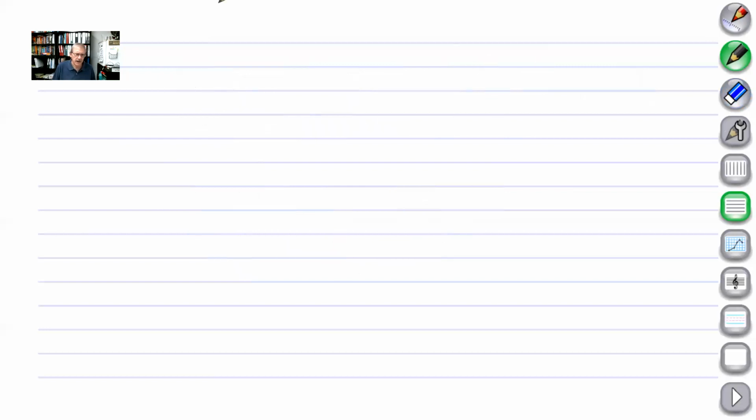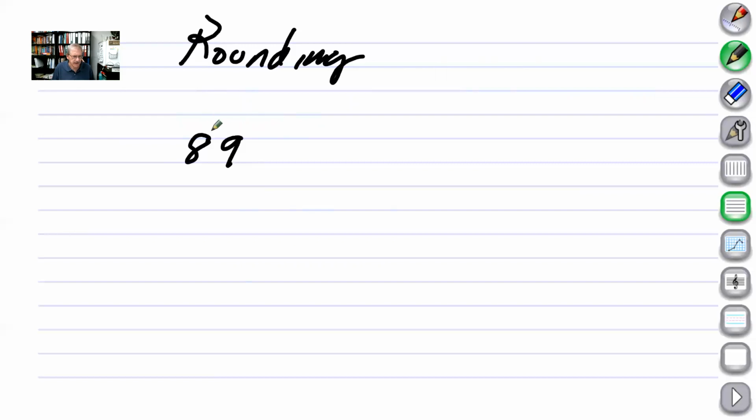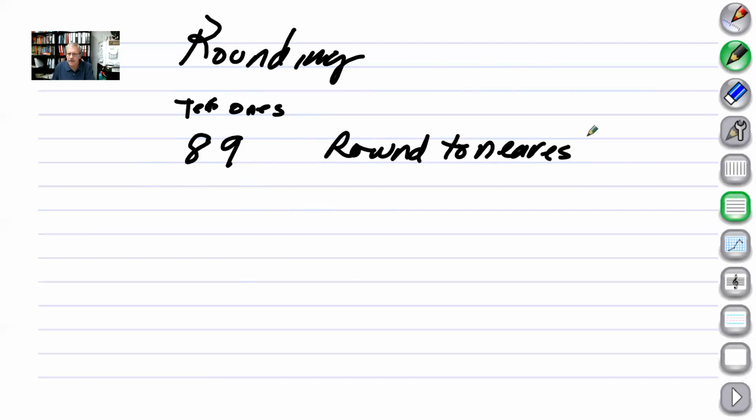Okay. Another important thing we want to do is rounding. This is probably one of the most important skills. So when we have a number, let's say we have just a small number like 89. When we round, first of all, we want to know what place we want to round to. So this is the tens place, of course, and this is the ones place. So we want to round this to, they might say, round to nearest tens.